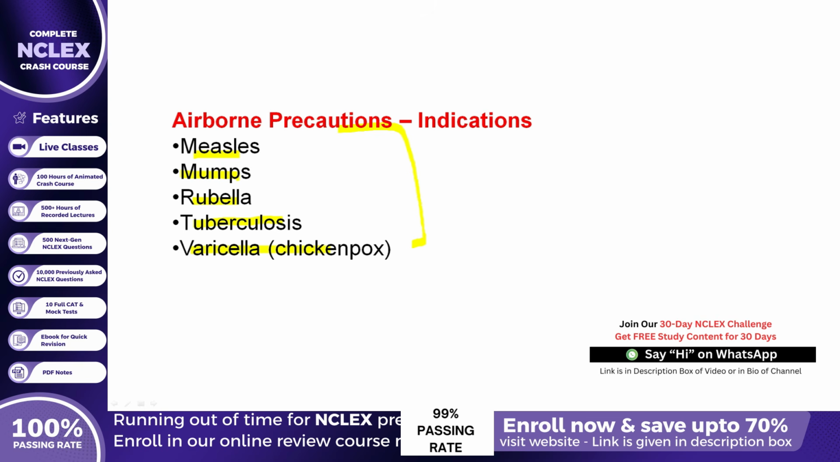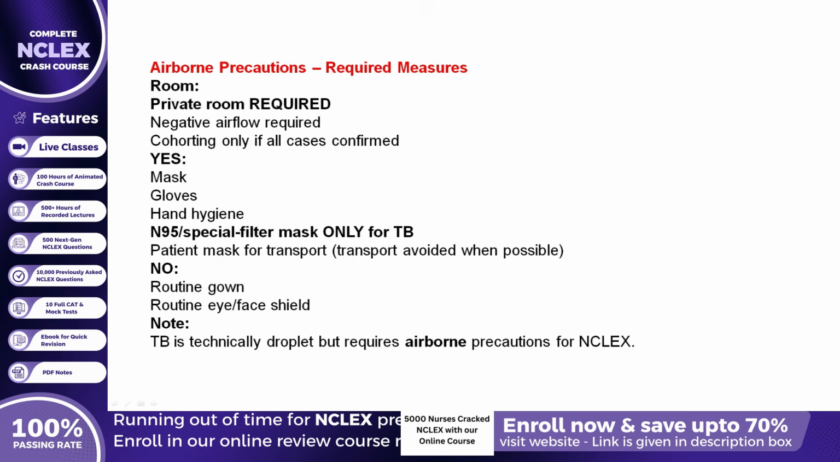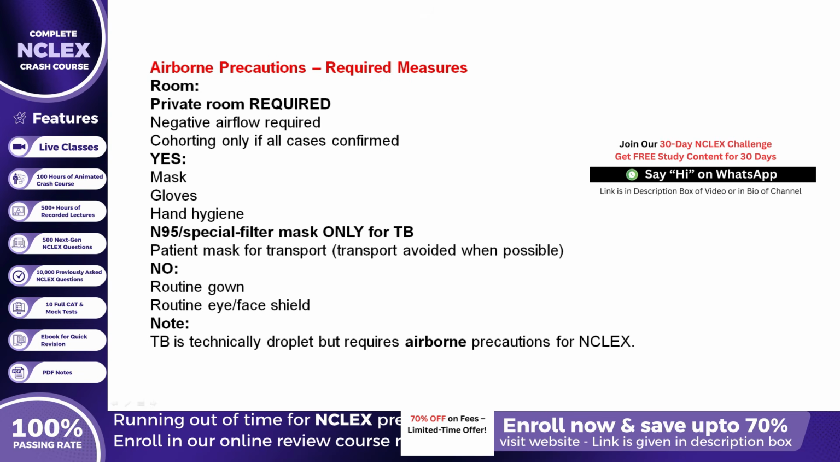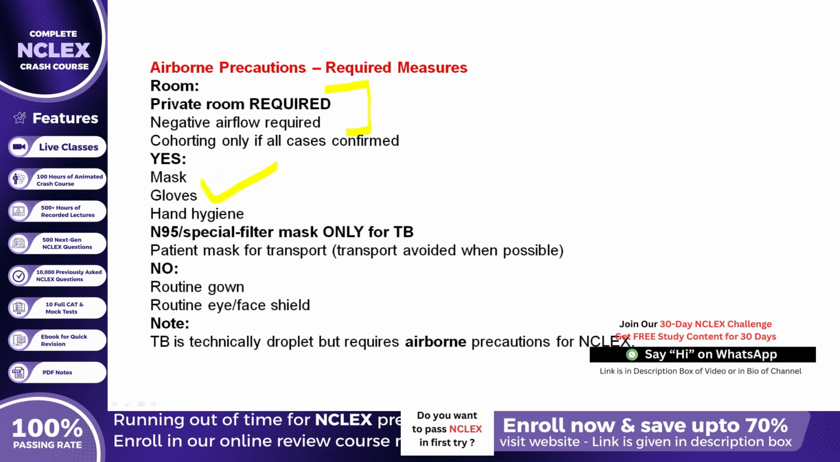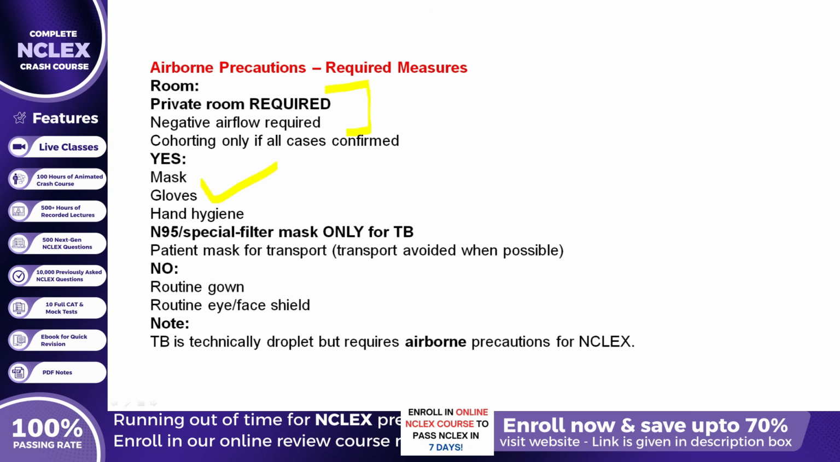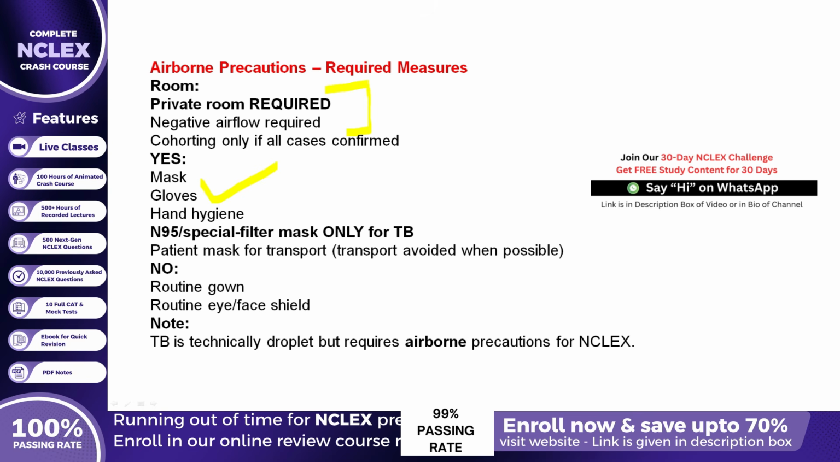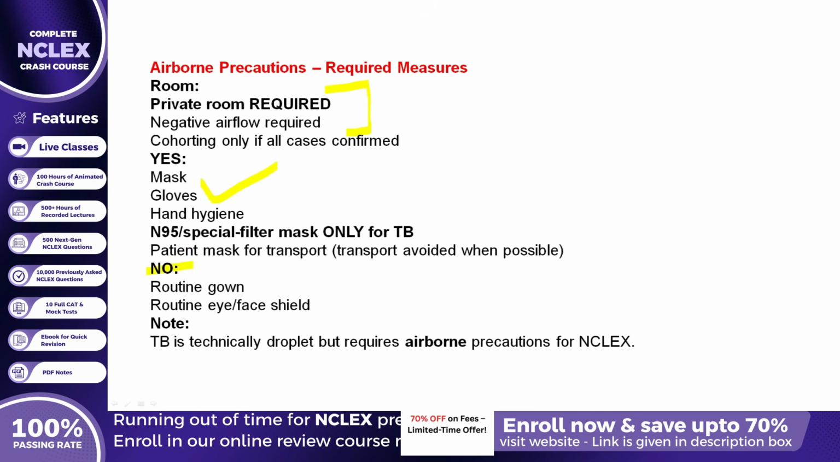Now, let us discuss the required measures for airborne precautions. For the room, a private room is required. Negative airflow is required. And cohorting is allowed only if all cases are confirmed. For what we must use, yes, we use a mask. Yes, we use gloves. Yes, we use hand hygiene. An N95 or special filter mask is used only for tuberculosis. And the patient should wear a mask for transport, although transport is avoided when possible.